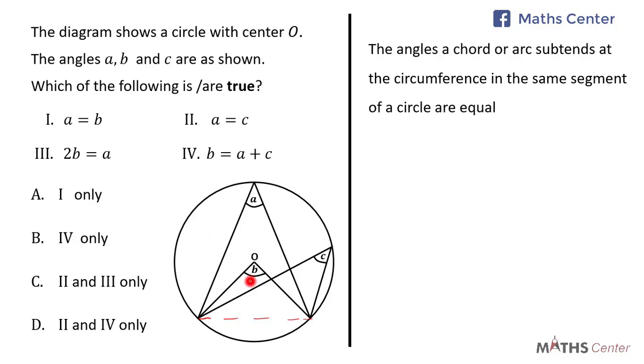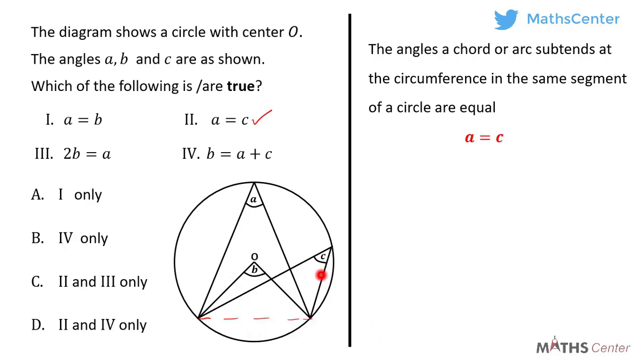The theorem says that if a chord subtends different angles at the circumference in the same segment, those two angles are equal. As we can see from the diagram, the chord that we have formed subtends this angle here, which is angle a, and the same chord subtends this angle here, which is angle c, and they are in the same segment. And so if they are in the same segment and they are subtended by the same chord at the circumference, then those two angles are equal. So we can say that a is equal to c. So angle a is equal to c, which means that statement I is right.